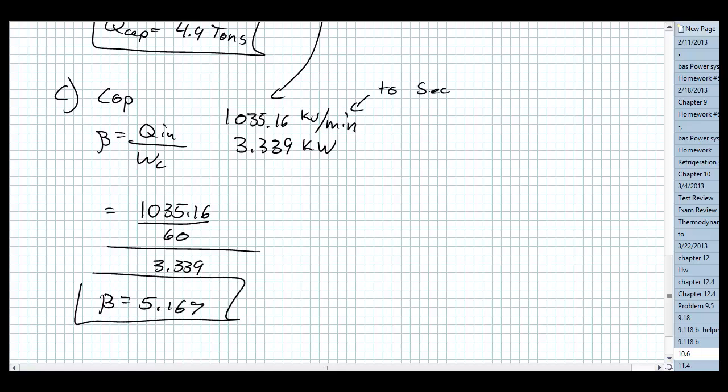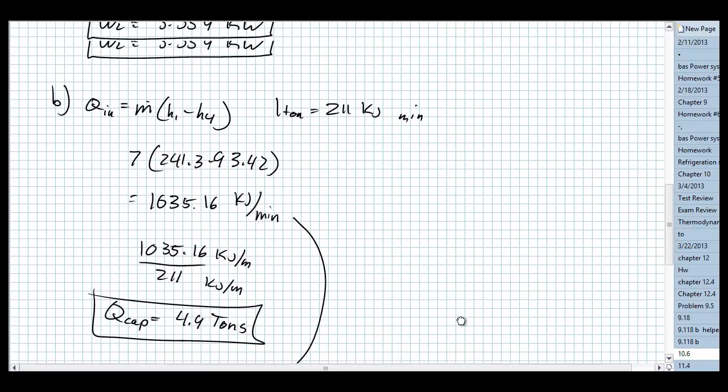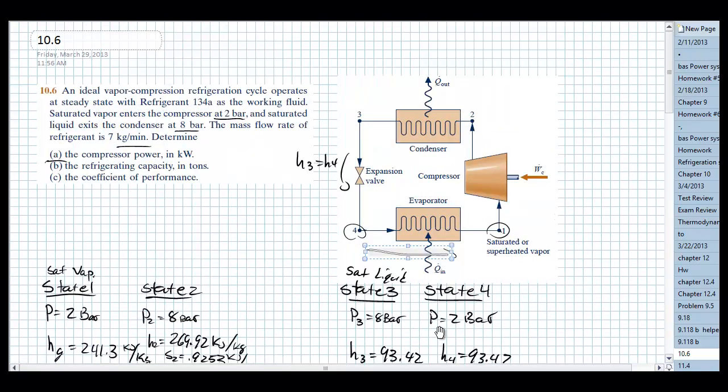And that is how problem number 10.6 is solved.